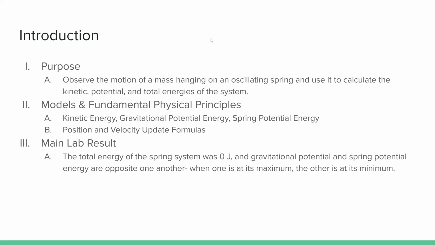Some models we use are kinetic energy, gravitational potential energy, and spring potential energy equations, and then just the position and velocity update formulas. The main lab result was that the total energy of the system was 0 joules, but the gravitational potential energy and spring potential energy were opposite one another. When one was at its maximum, the other was at its minimum.